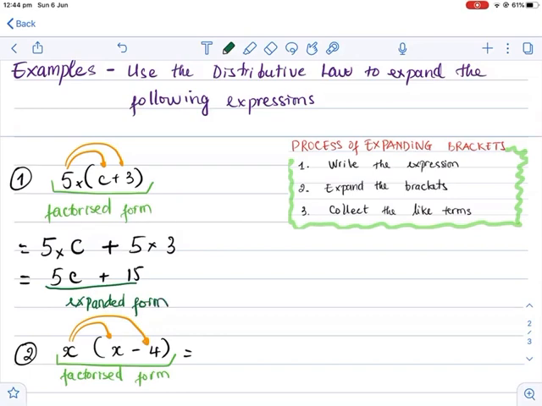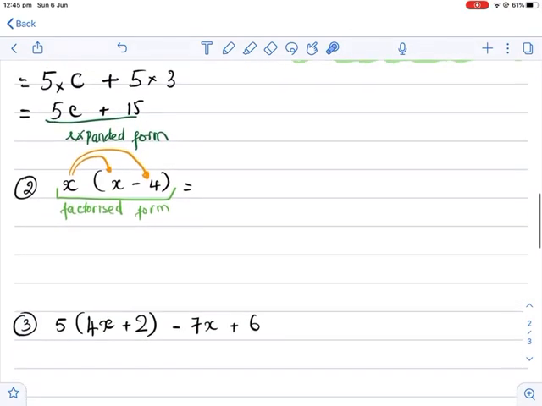Which is also in the simplest form as well, so I cannot go any further. So this one is going to be my final answer. And remember, when we write like this, it is the factorized form, and this one is the expanded form. Now move on to the second question.